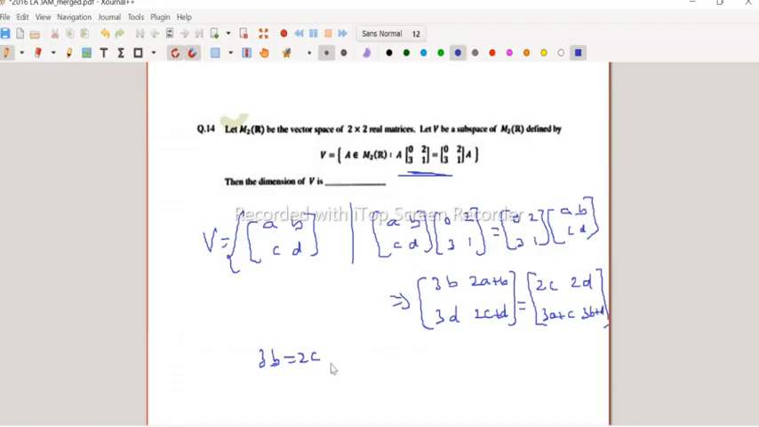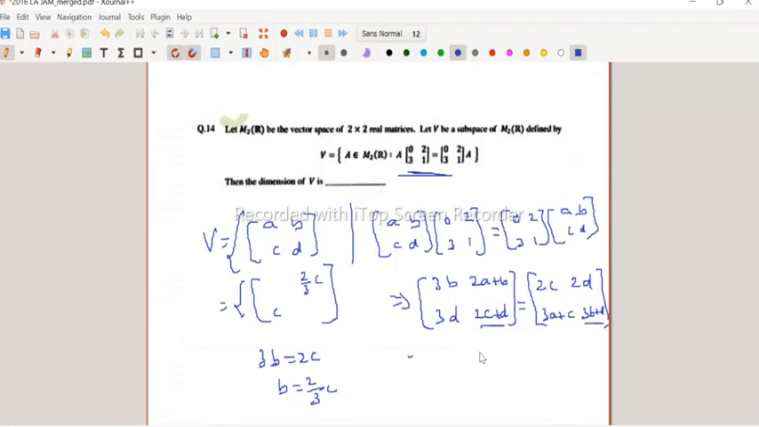Okay, from this first equation, we can write B in terms of C. Therefore B equal to 2 by 3 C. Now I can rewrite this set as the set of all matrices where I fix C, and B is nothing but 2 by 3 C. Now I eliminate B. Now what about these other conditions? We can compare all the remaining entries.